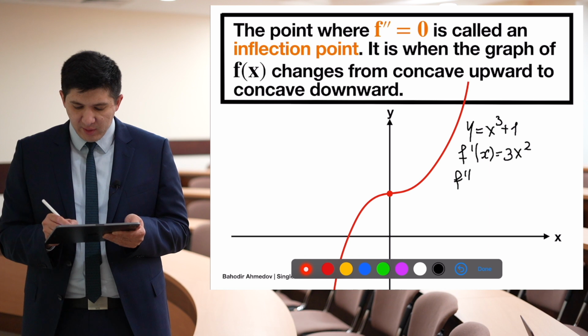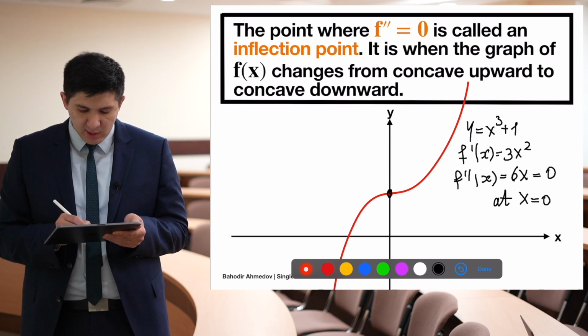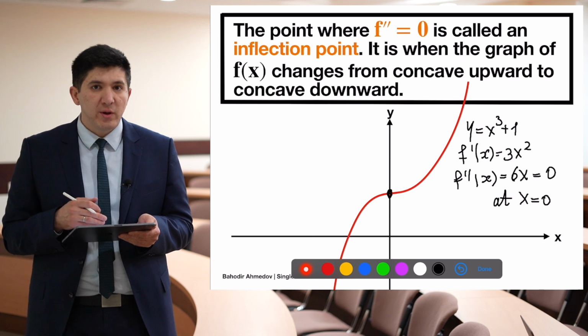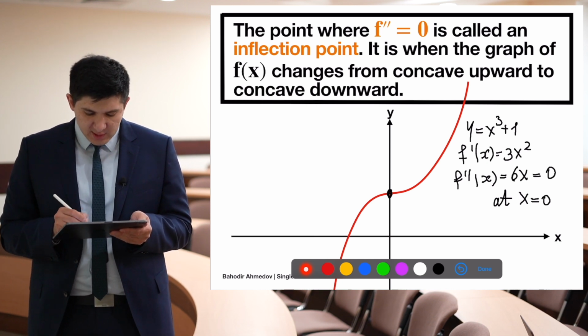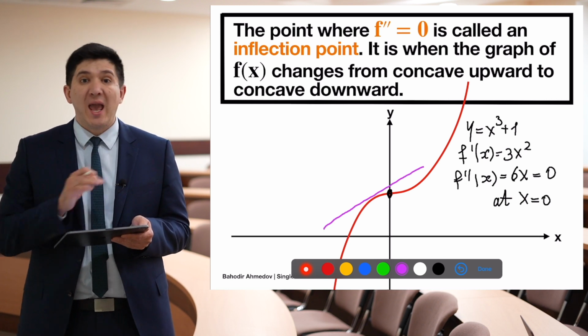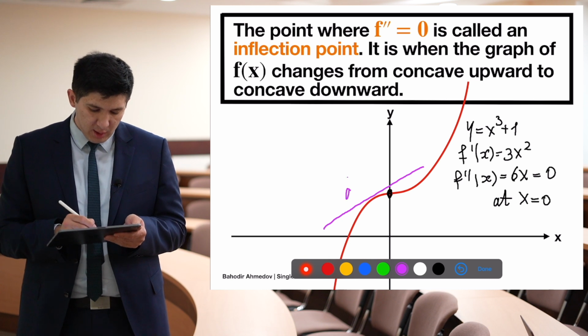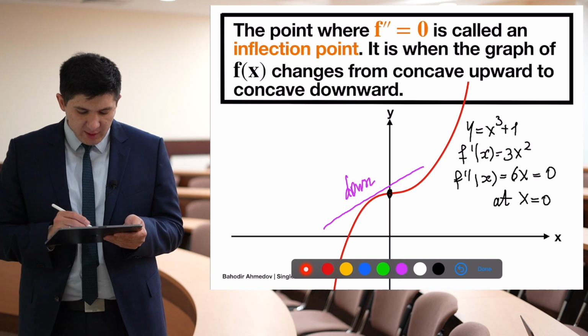The second derivative of this curve is going to be equal to 6x. And this is equal to 0 at x equals 0, right? And you can see here that this curve is changing its concavity at this point. So before 0, it's concave down because you can see that it is below any tangent line, right? It's concave down. And after 0, it's concave up.